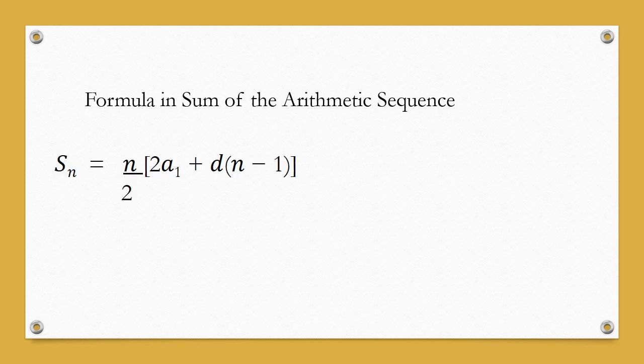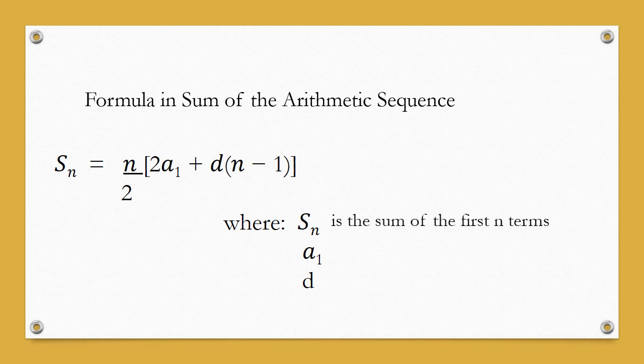We have here the formula: S sub n equals n over 2 times 2 times a sub 1 plus d times n minus 1, such that S sub n, yun ang tinatawag na the sum of the first n terms. And a sub 1, ganun pa rin, is the first term. D is the common difference.